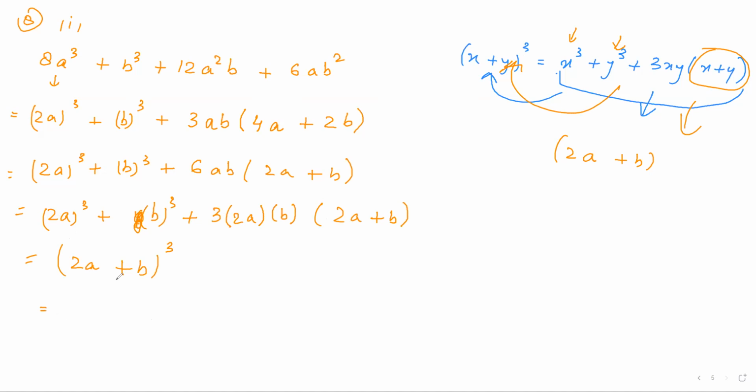And then I can multiply the 3 factors. So 2a plus b into 2a plus b into 2a plus b. So these are 3 factors.